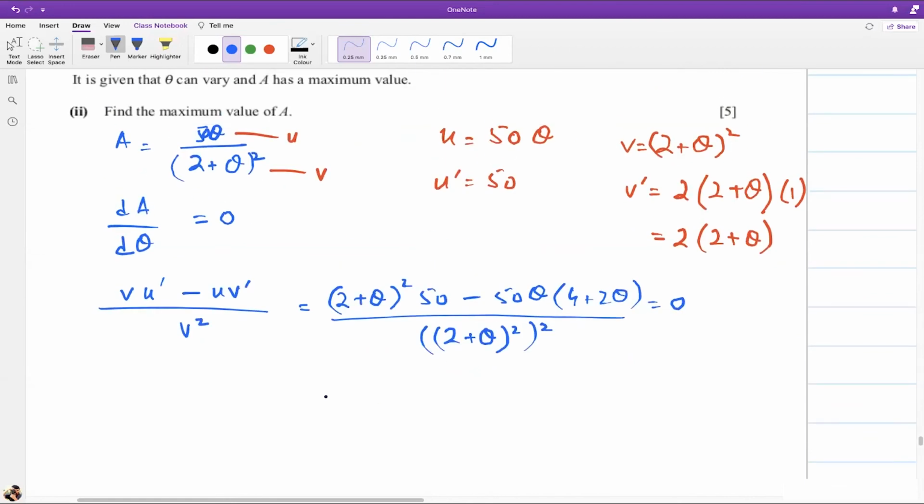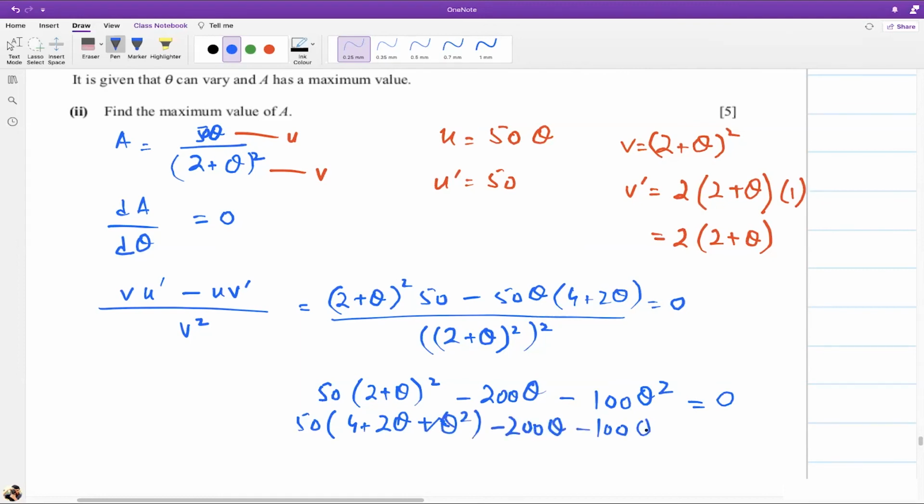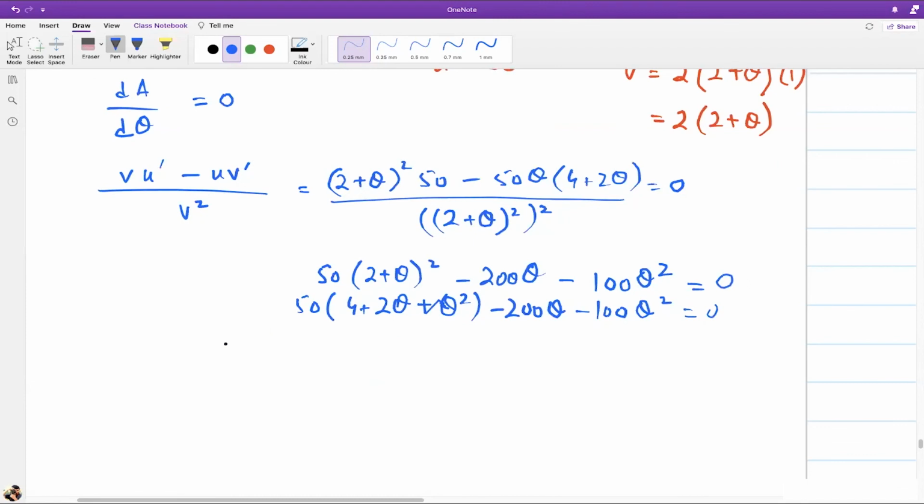Yes, sir. So that gives me 50 into (2 plus theta) whole squared minus 200 theta minus 100 theta squared is equal to 0. इसको भी सिंप्लीफाई कर लेते हैं. 50 into 4 plus 2 theta plus theta squared. Let me divide it all by 50. So मेरे पास आसानी से ये बन जाएगा 4 plus 2 theta plus theta squared minus 5 theta minus 2 theta squared. ठीक है, तो मेरे पास फाइनल आंसर बन जाएगा minus theta squared minus 3 theta plus 4 equal to 0.